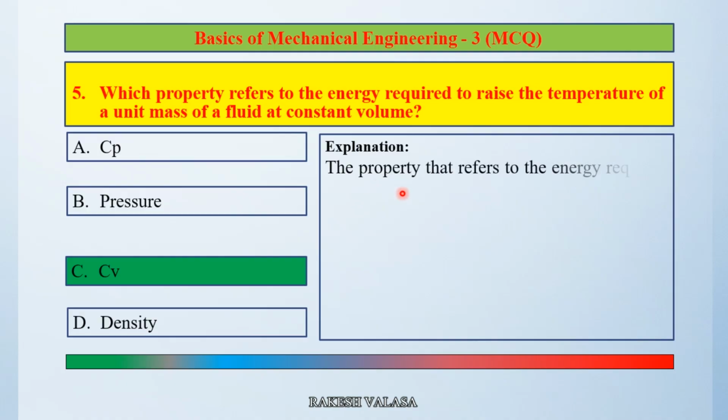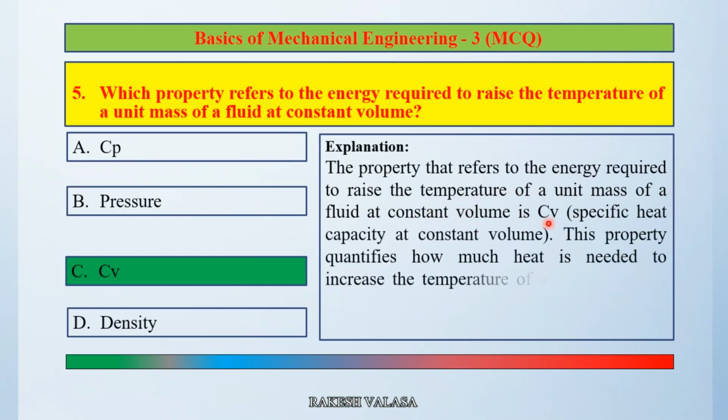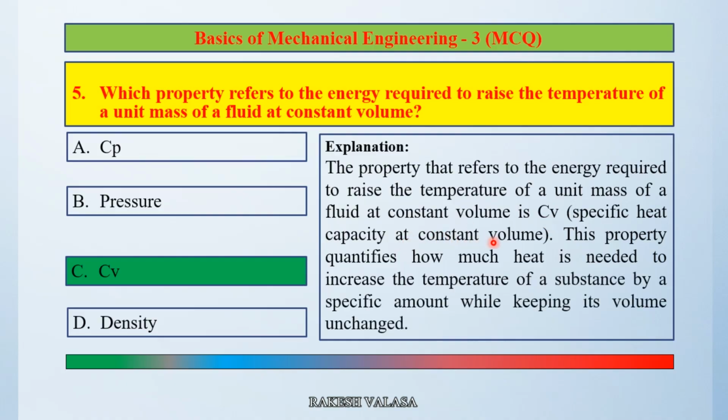The property that refers to the energy required to raise the temperature of a unit mass of a fluid at constant volume is Cv. Cv means specific heat capacity at constant volume. This property quantifies how much heat is needed to increase the temperature of a substance by a specific amount while keeping its volume unchanged. So the correct answer is option C, Cv.